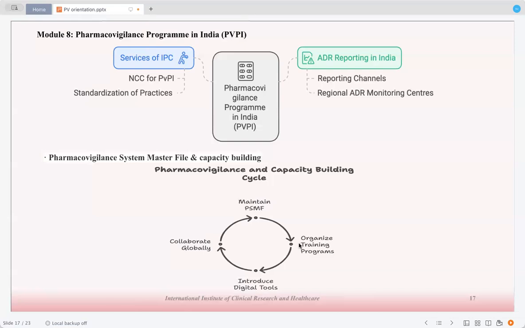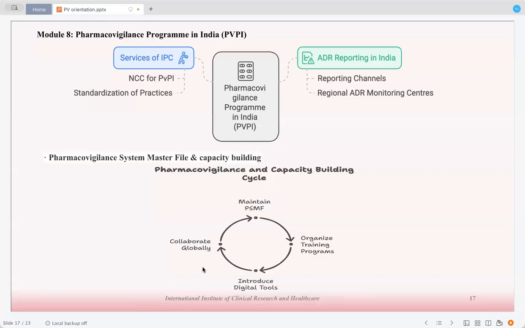Then, introduction of digital tools. The Pharmacovigilance Program of India, the PvPI, recently introduced digital tools like the ADR PvPI mobile app, so that it can facilitate easier and faster reporting of adverse drug reactions and improve the efficiency of pharmacovigilance efforts.